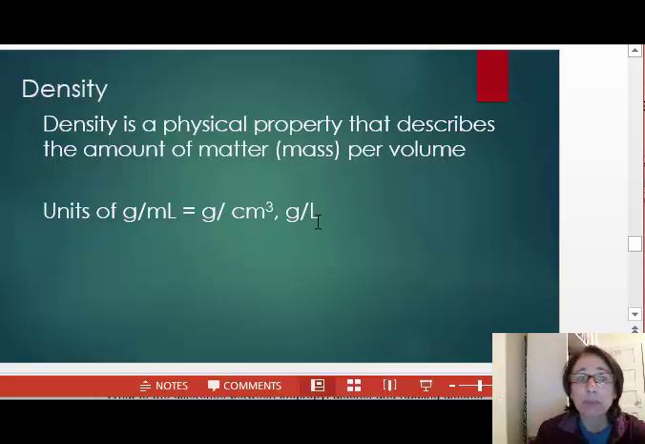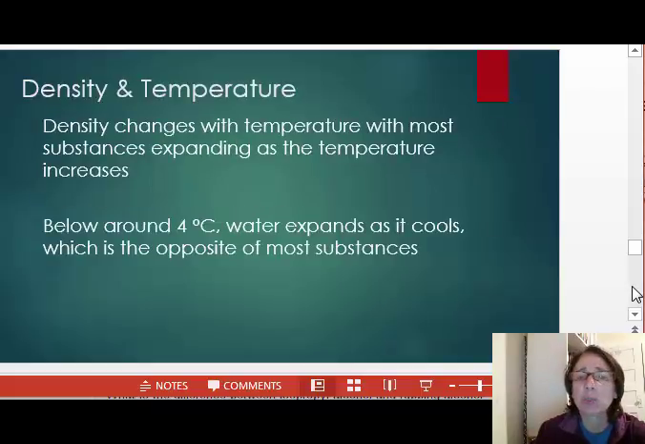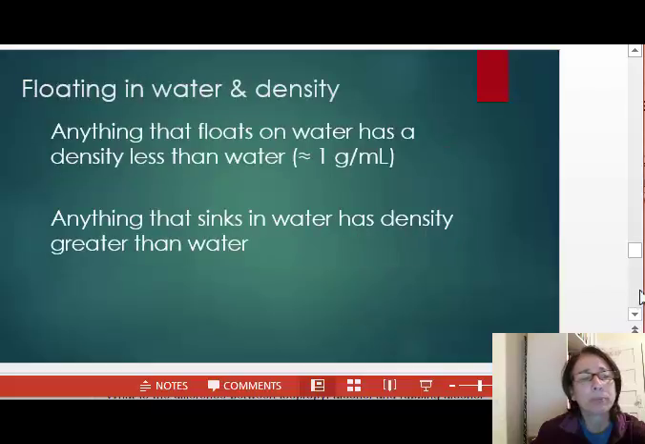The motion of molecules changes with temperature, and thus density changes with temperature. Most substances become more dense as the temperature is lowered because the molecules move less and are able to get closer together. Water is unusual in that around 4 degrees Celsius it expands as it cools. This continues into the solid phase, and ice is less dense than liquid water.